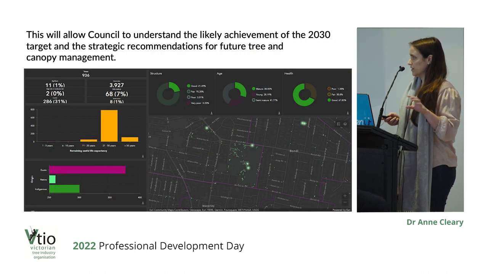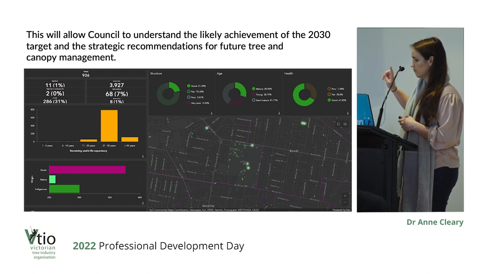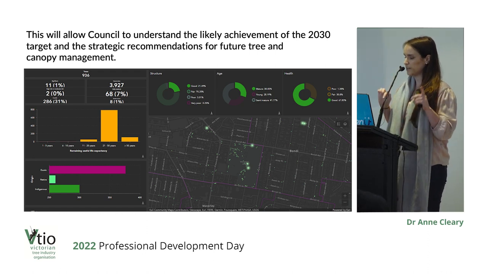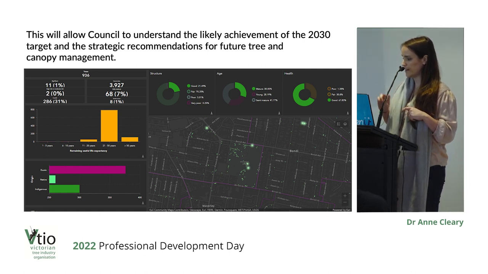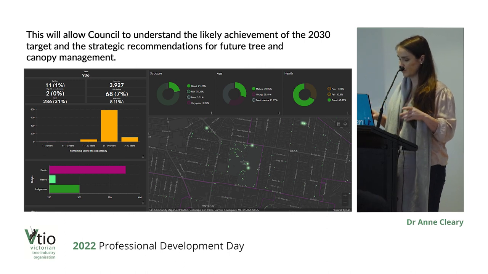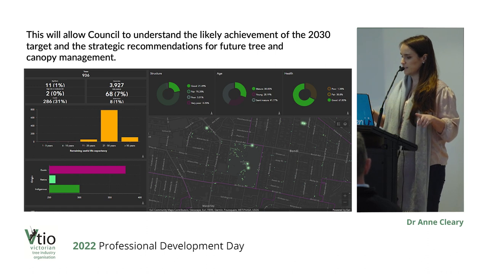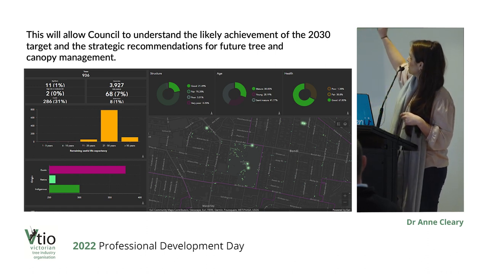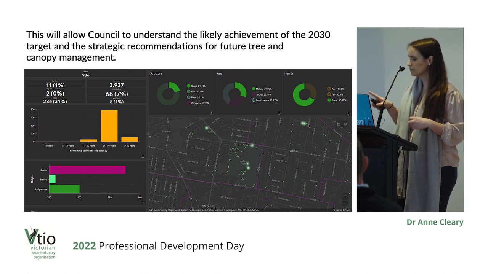And then you can zoom in to a specific part of the urban area, and you can select particular indicators. So if you just want to look at good structure, mature age, and good health, to see where those trees are and what their origin is, you can select the indicators, as you can see here, and they come up highlighted in green on the map.